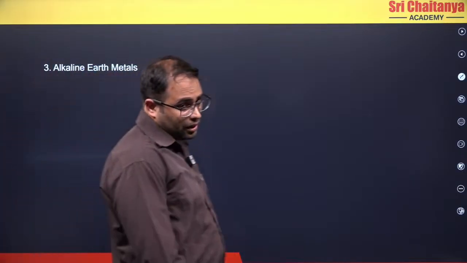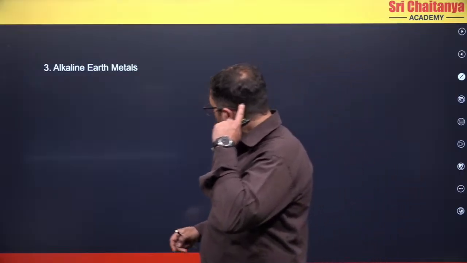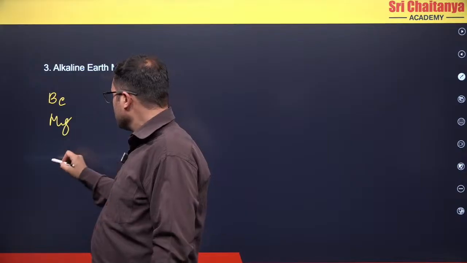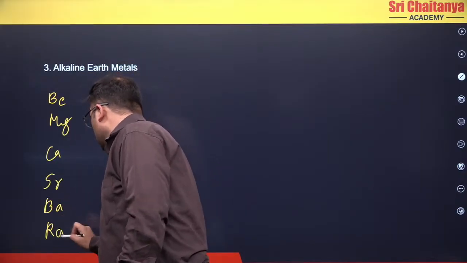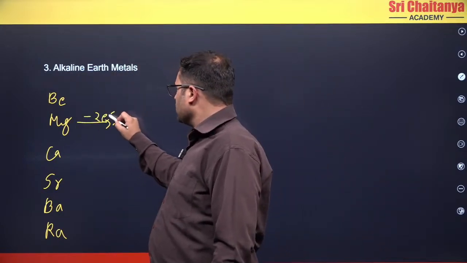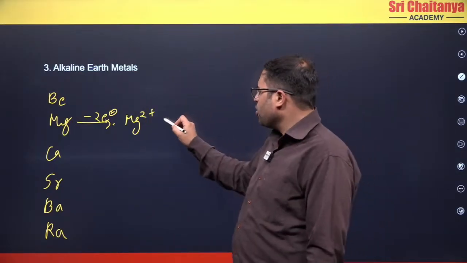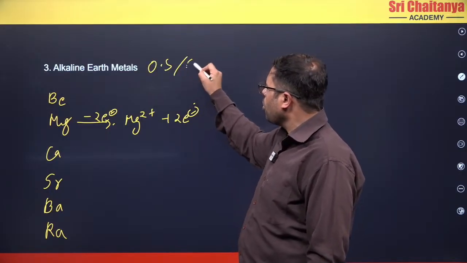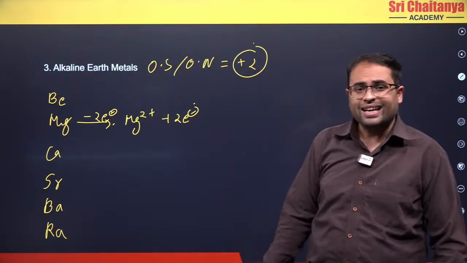Moving on, alkaline earth metals. Now these are the group 2, right? Group 2 metals. Understand that all of them can lose 2 electrons, right? To give you di-positive cations, right? Di-positive cations. So all of them have an oxidation state or oxidation number of +2, because +2 is the charge on that metal, right?